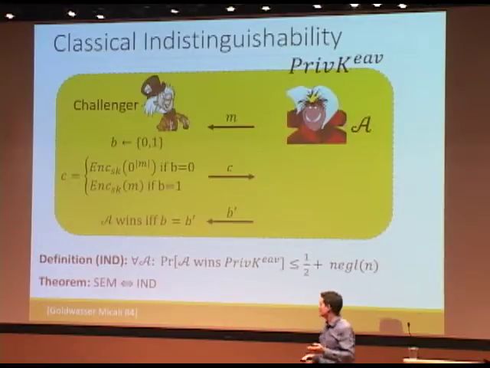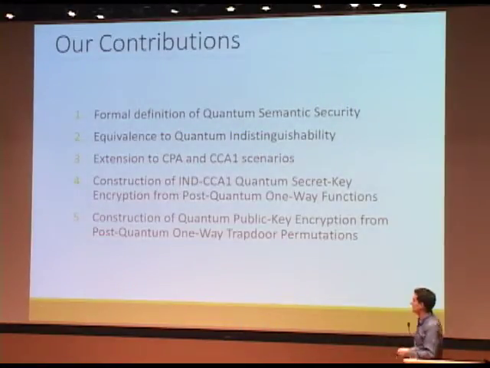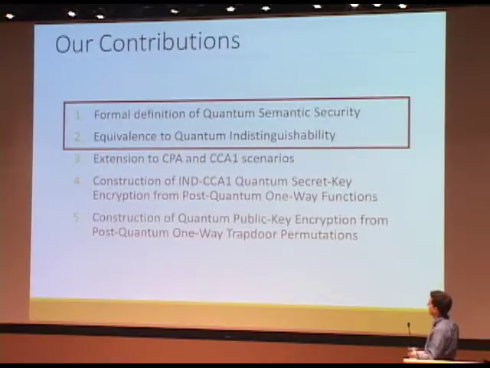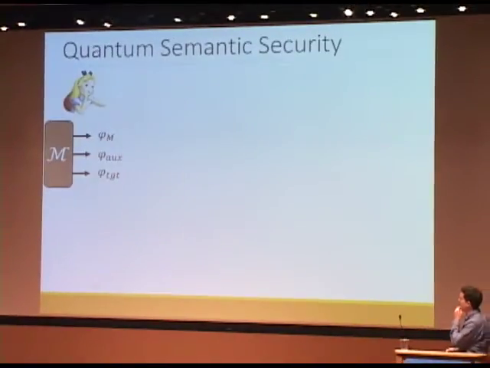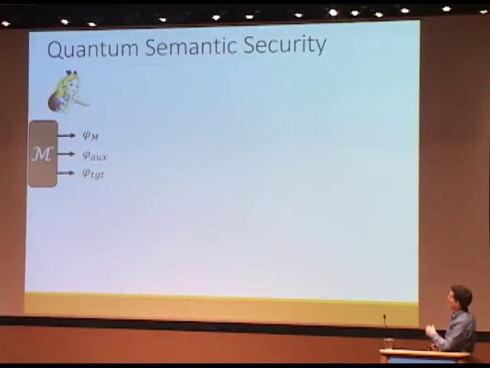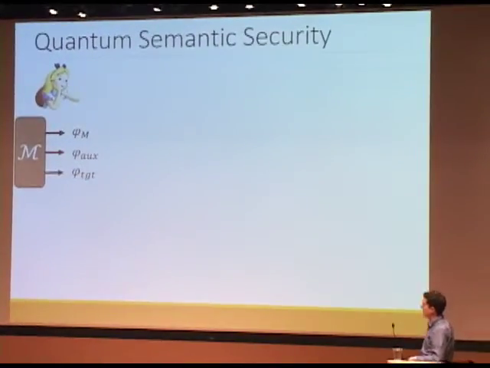So far, this has all been classical. Let me come to what we actually did. We translate this to the quantum setting. We give a formal definition of quantum semantic security, and we show that in that case as well it's equivalent to a corresponding indistinguishability notion in the quantum setting. Let me explain that, and then we'll see how far we get. So here's our notion of quantum semantic security.